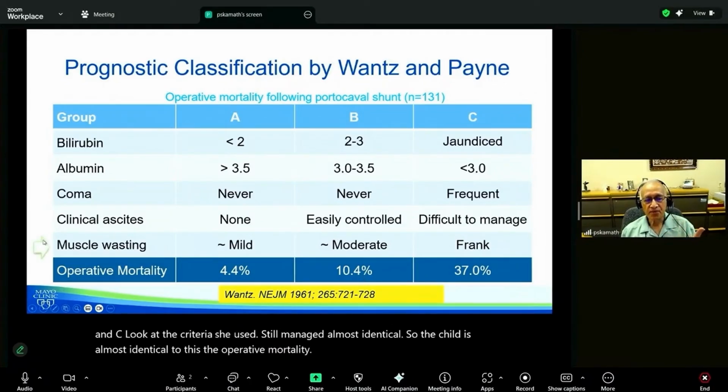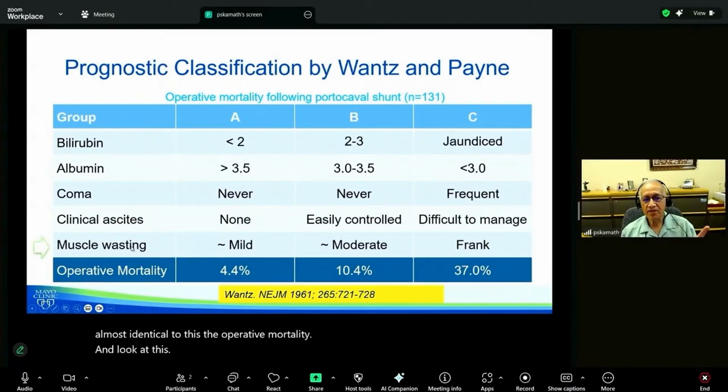And look at this. They were so clever. They knew muscle wasting is a problem. They thought muscle wasting was a problem. Child thought maybe muscle wasting is not a good term, and they used nutrition instead.